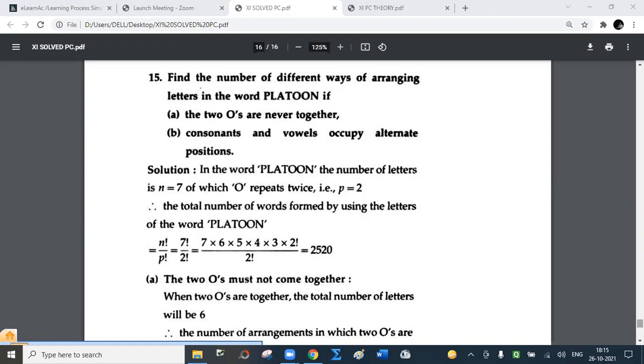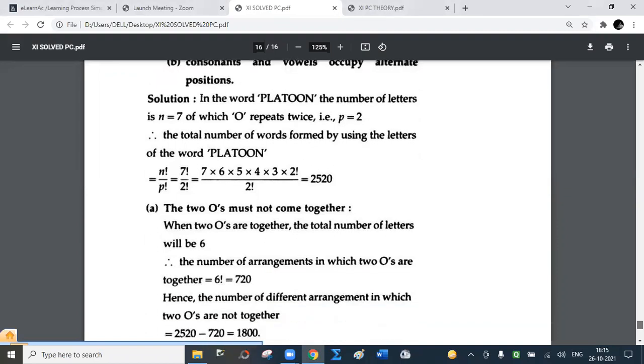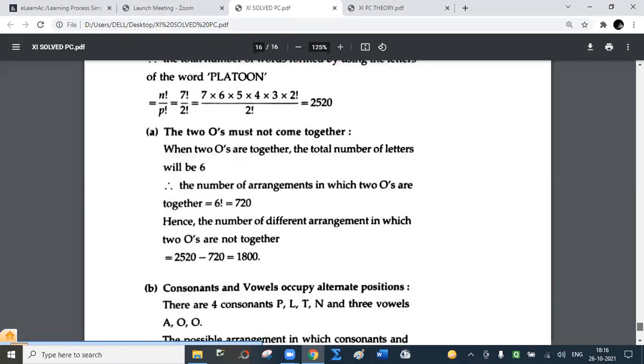Now next part, the two O's must not come together. Now when the two O's are together, the total number of letters will be what? 6. Why? Because we consider two O's as a single letter. So this letter and remaining 5, that is in all 6 letters. So these can be arranged in how many ways? 6P6, that is 6 factorial equal to 720 ways. So out of 2520 arrangements, in 720 arrangements, 2 O's are always together. So in the remaining, that is in 2520 minus 720 arrangements, 2 O's are never together.